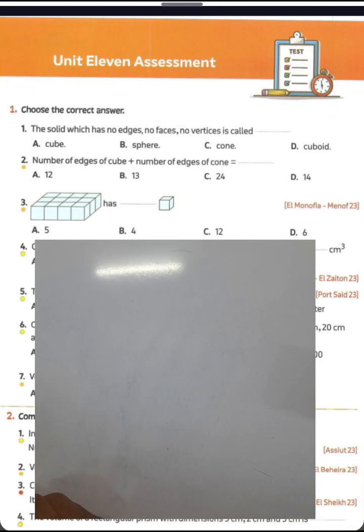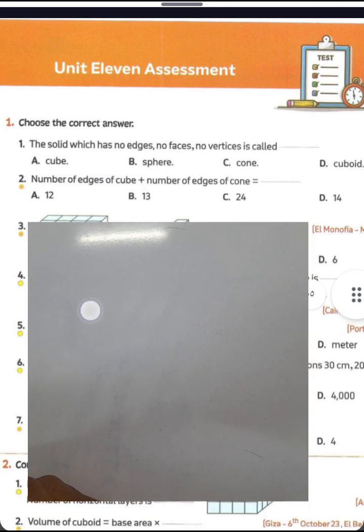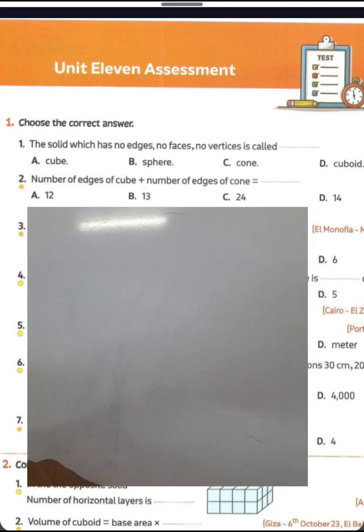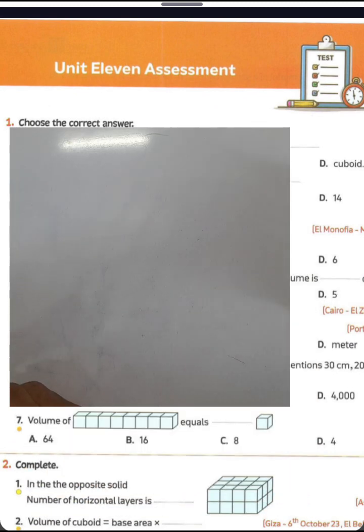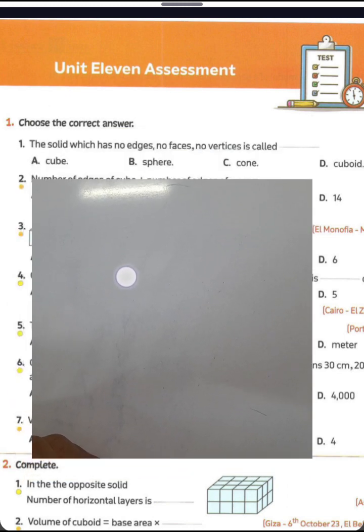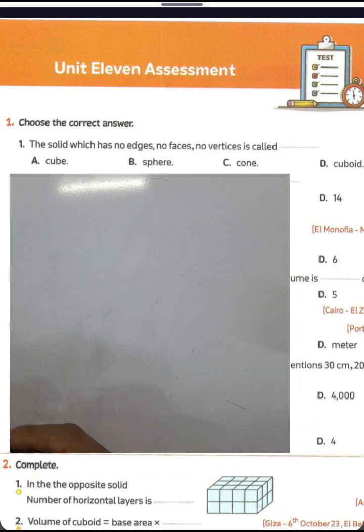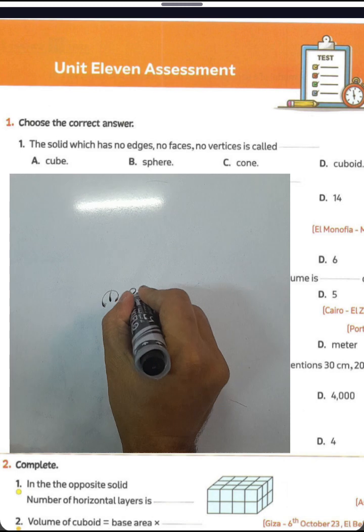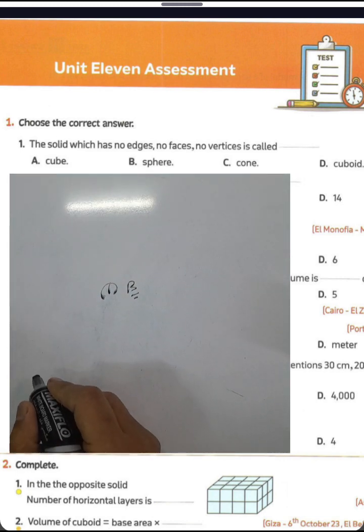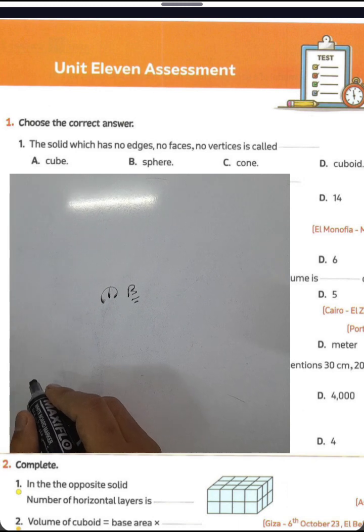Look at the book with me, question number 1. A solid which has no edges, no faces, no vertices, we call it a sphere. Choose letter B for question number 1. A sphere has no edges, faces, or vertices.